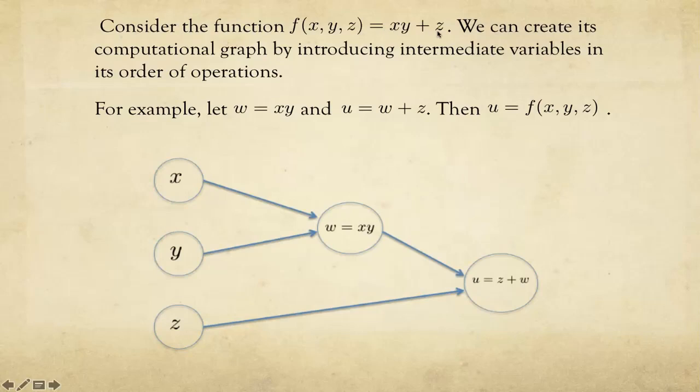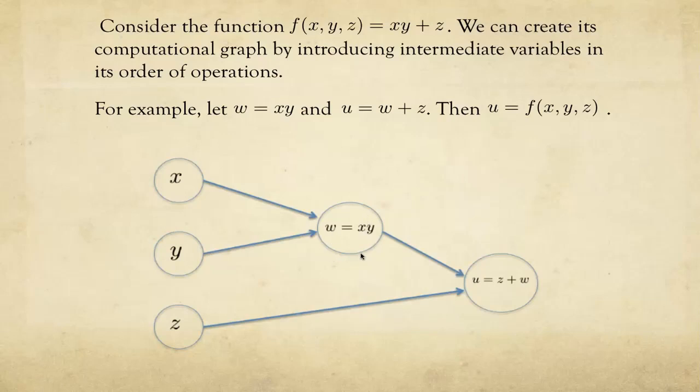So the way we draw a computational graph is we introduce intermediate variables based on the order of operation, and then we just slowly build them up to be the complete graph. So for example, if I were to give you three inputs, then this operation says that we first multiply x times y, because that's the order of operation. So when we create the graph, we take x, y, and we feed forward into the new operation x times y, and we'll give this a new name, w.